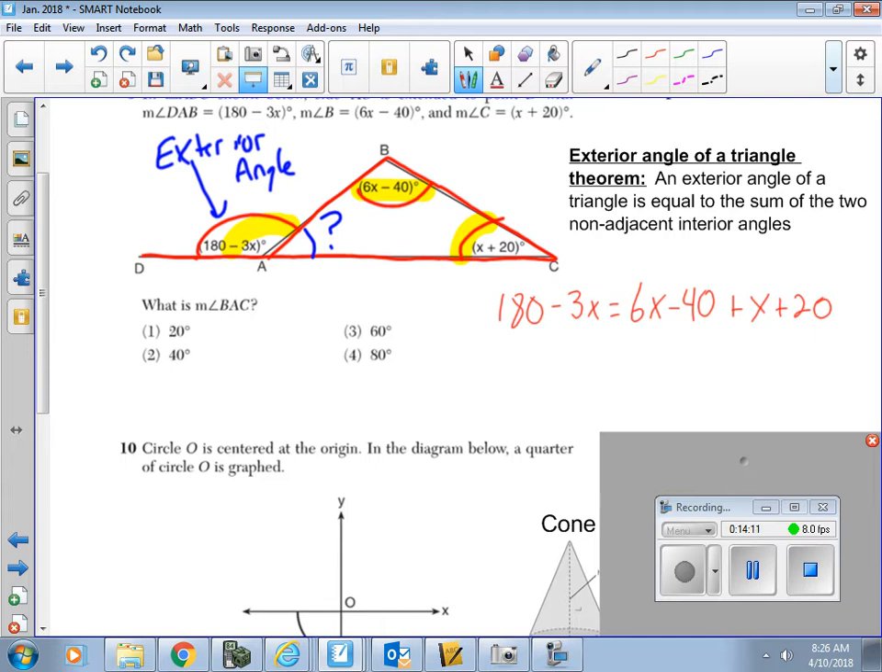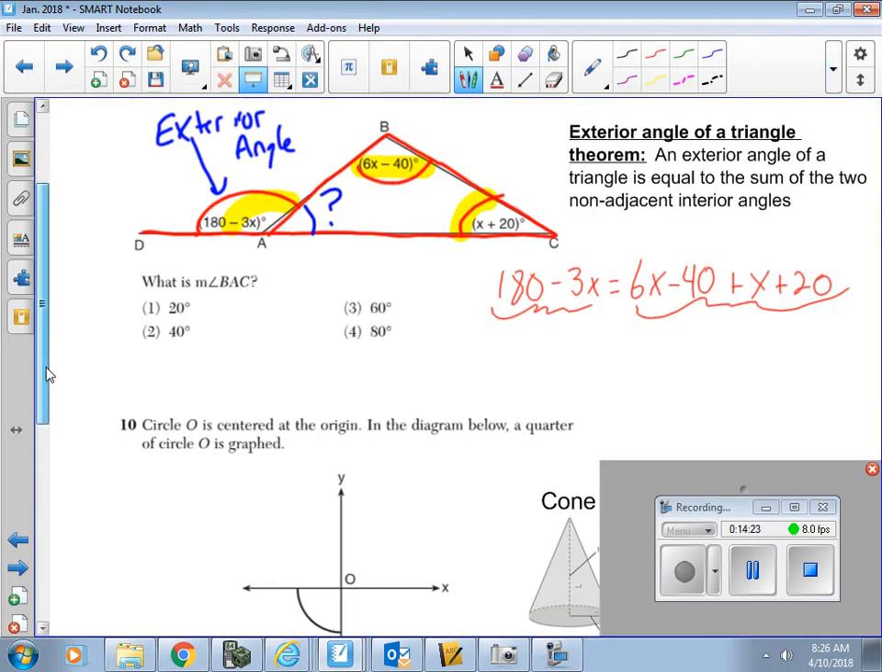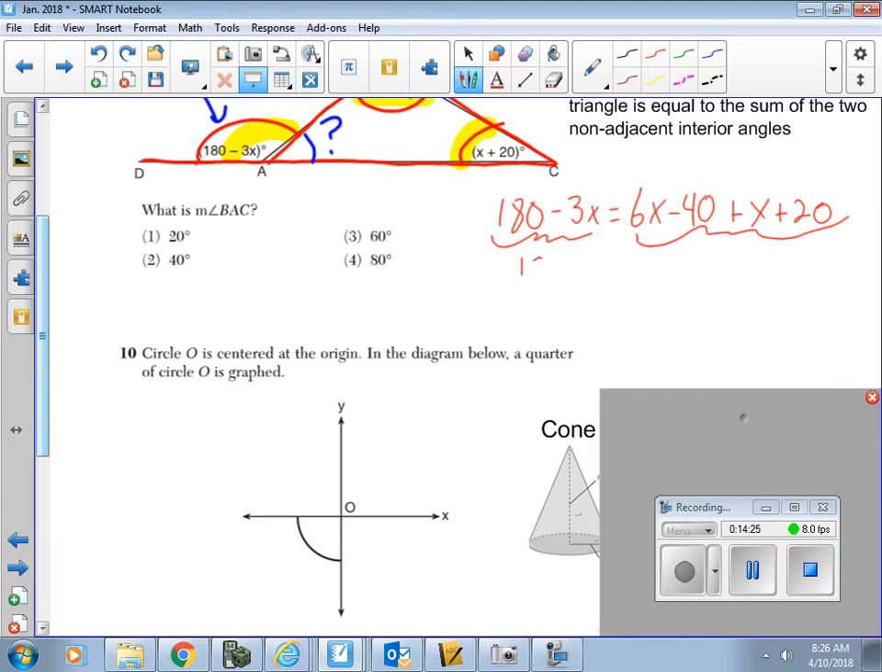You know what that equation says? It says that the exterior angle here is equal to the sum of the two non-adjacent interior angles. Now we can just go ahead and solve this. We have 180, no like terms on the left. There are like terms on the right. So I have 6x plus x, that's 7x, and then negative 40 plus 20, that's minus 20.